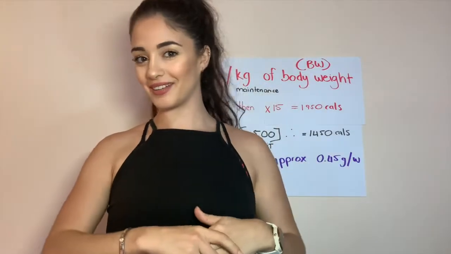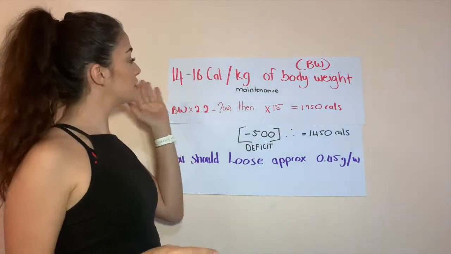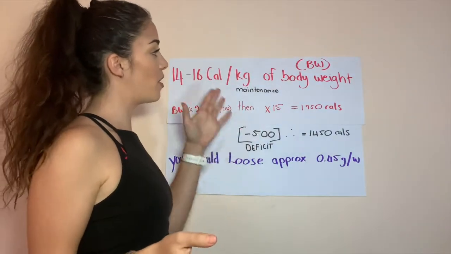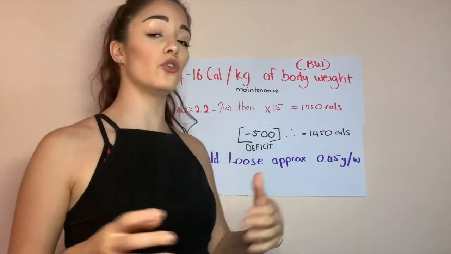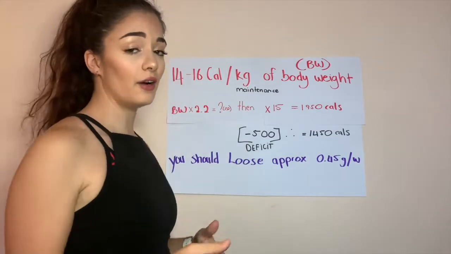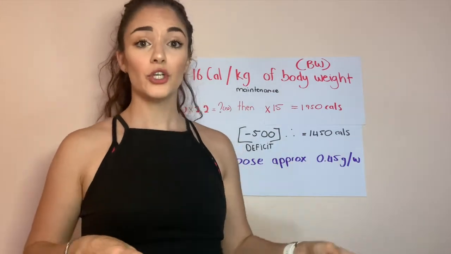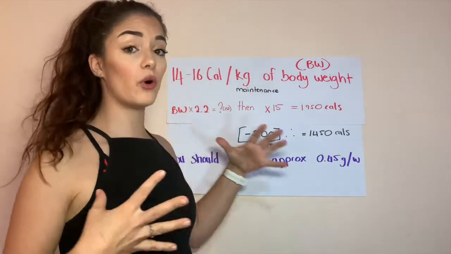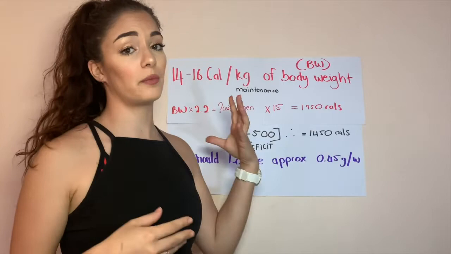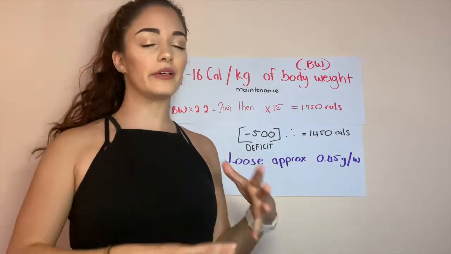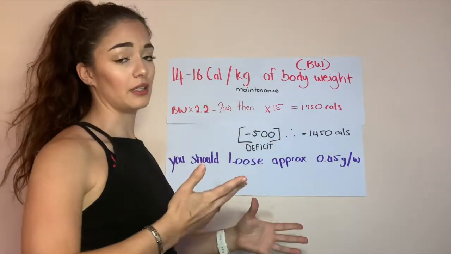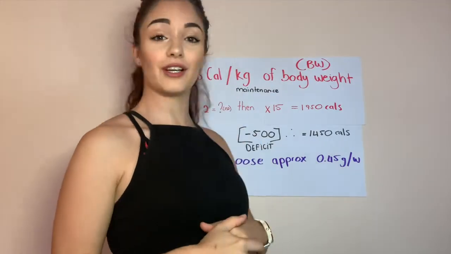Anyway, let's begin. So you need to take 14 to 16 calories per kilogram of your body weight. This will be your maintenance calories. Now, what that means is, if you are less active, you would want to pick 14. If you are really active, you would want to pick 16. And if you're moderately active, pick 15. Middle number.